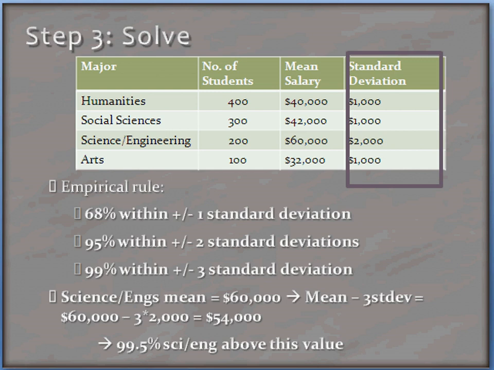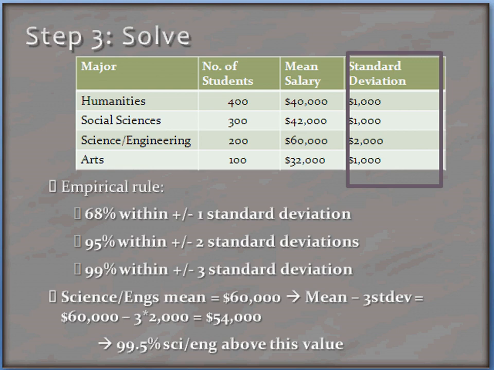We know from the empirical rule that 68% of a population will be within plus or minus 1 standard deviation of the mean for that population, 95% will be within 2 standard deviations, and 99% will be within 3 standard deviations. The science and engineering mean is $60,000 for starting salary. We want to know whether 99% are above the mean for the overall mean.